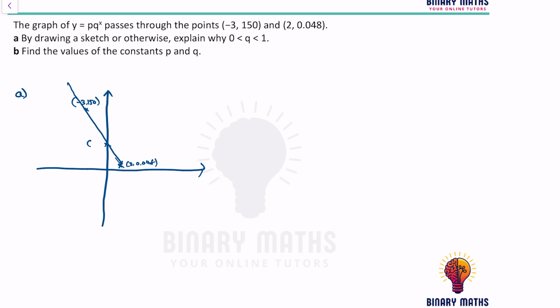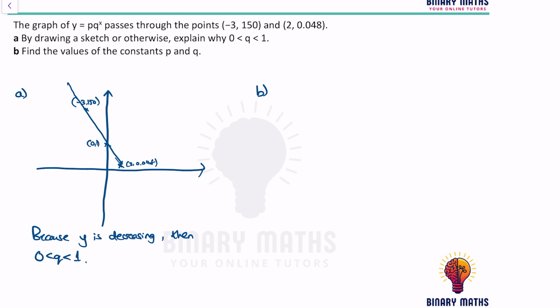Goes to, let's say, (0, 1), because it's an exponential graph. Then because y is decreasing, q must be between 0 and 1, so the base of the exponential graph must be between 0 and 1. Okay, part B, find the values of the constants p and q.